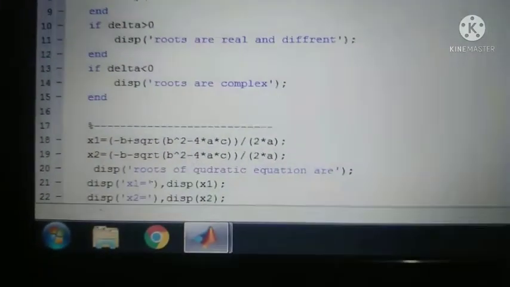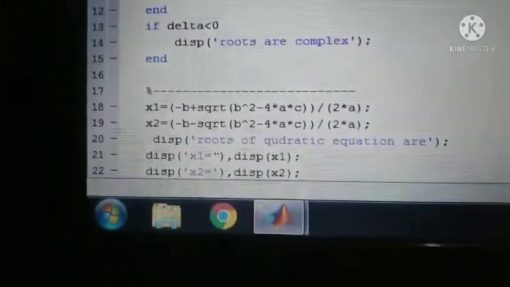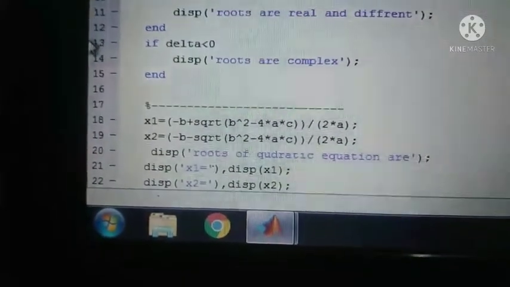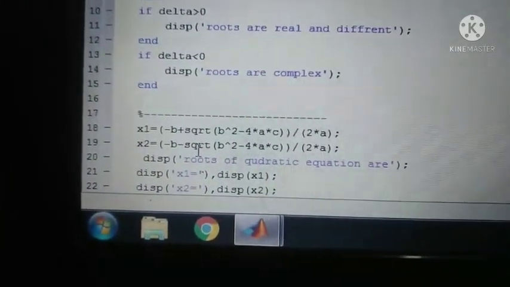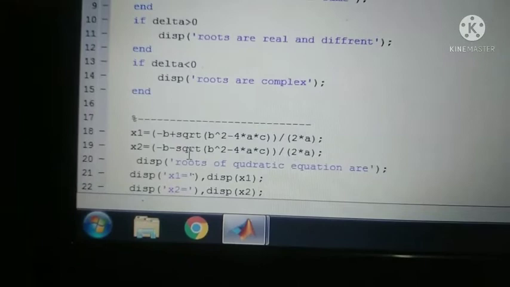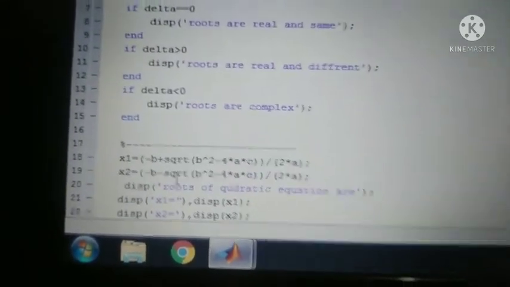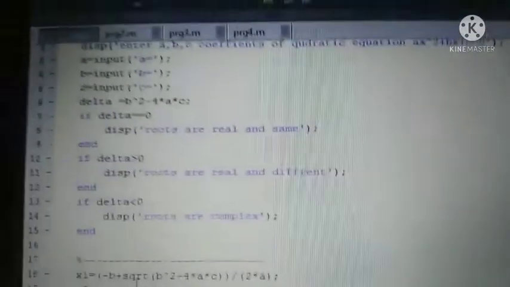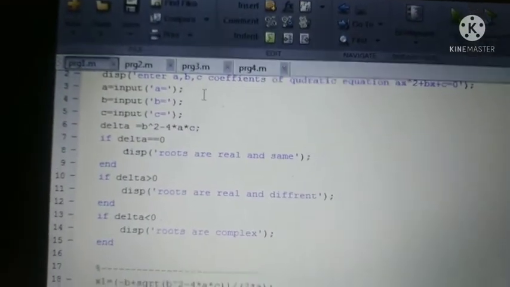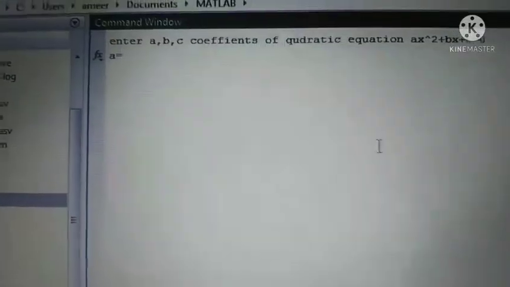We are calculating the roots of the equation by using the formula minus b plus or minus square root of b square minus 4ac, divided by 2a. Using this formula we can calculate the roots of the equation. Now let us run the program. We have run the program.